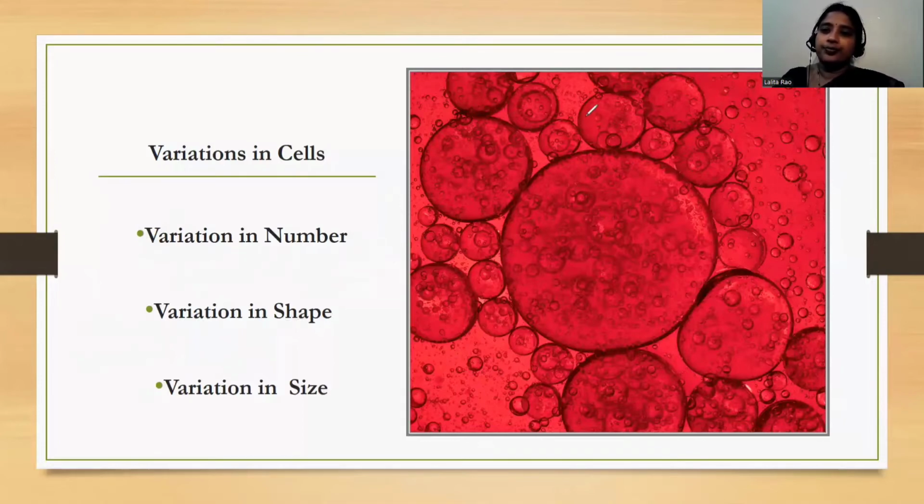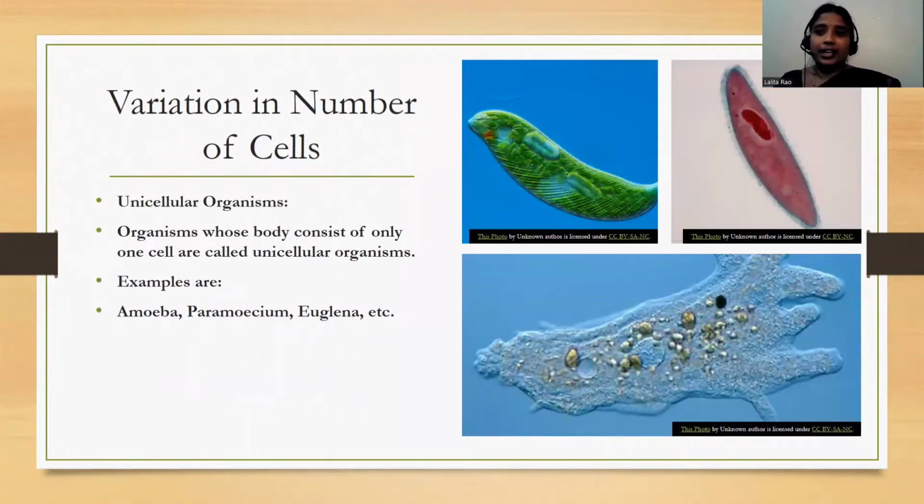Now, depending upon how many cells organisms have, whether more cells or fewer cells, they are classified into unicellular or multicellular organisms. So let us discuss how the number of cells varies, and on the basis of variation in the number of cells, what these are referred to as.